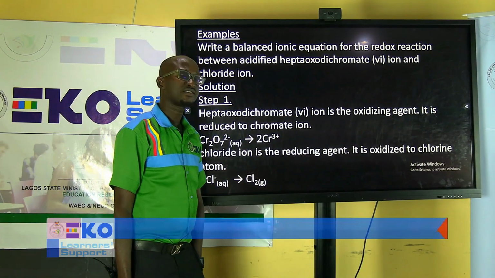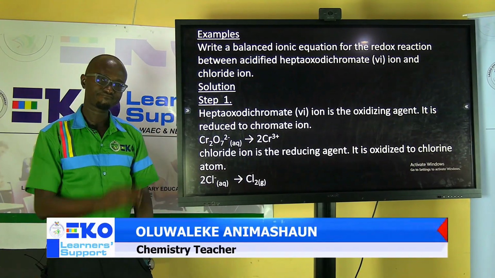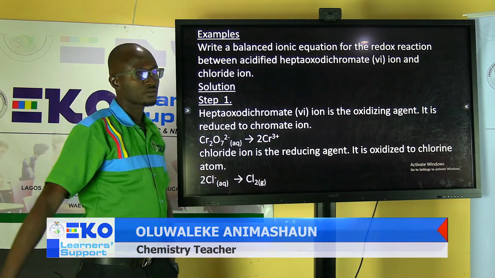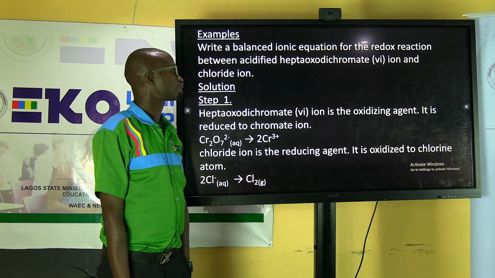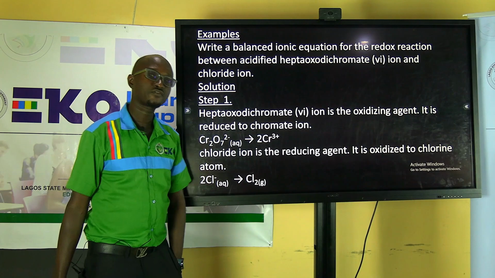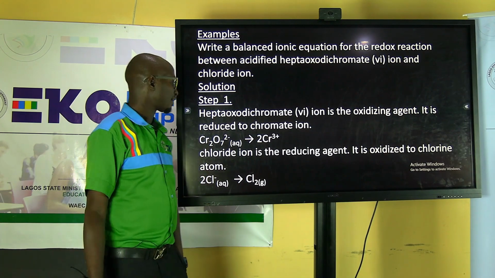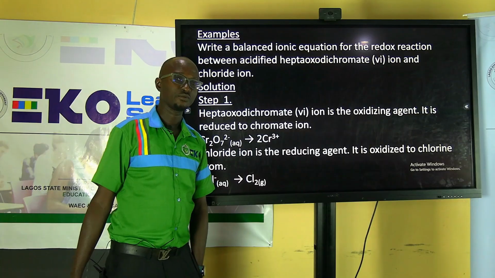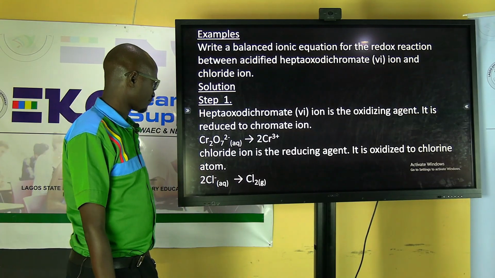For us to understand in detail those steps that we just mentioned, let us take a look at this question. Write a balanced ionic equation for the redox reaction between acidified heptaoxodichromate(VI) ion and the chloride ion. As you remember, our first step, students, is to identify the oxidizing agents and the reducing agents.